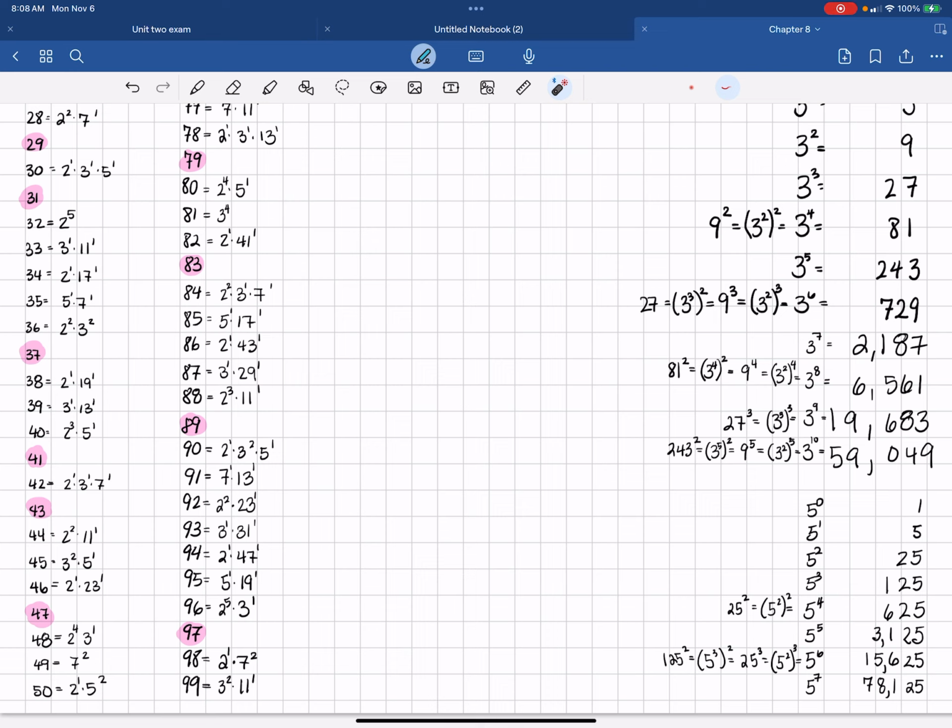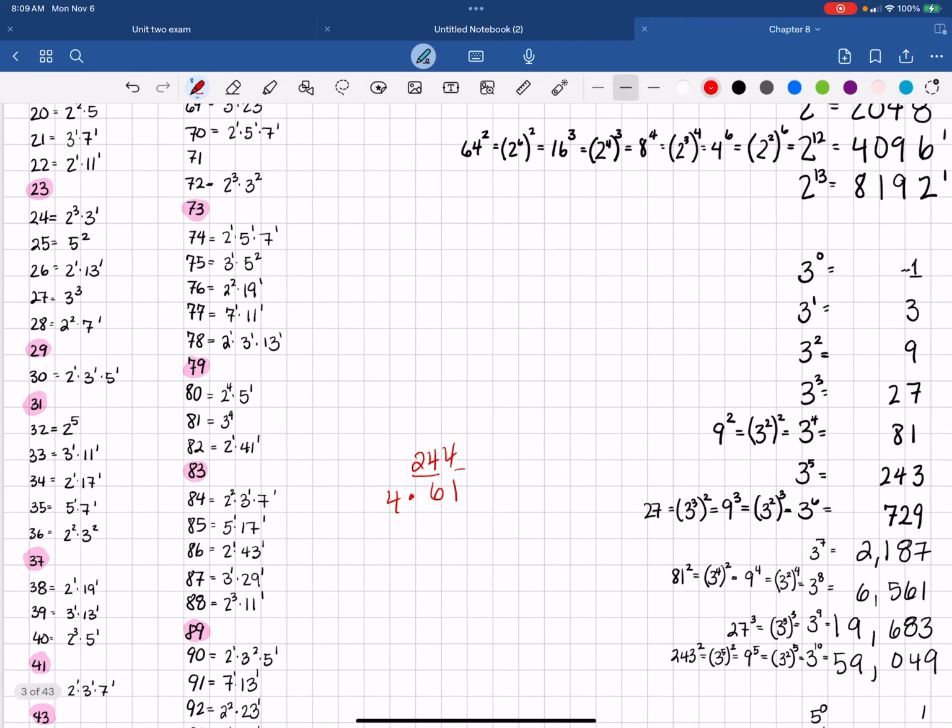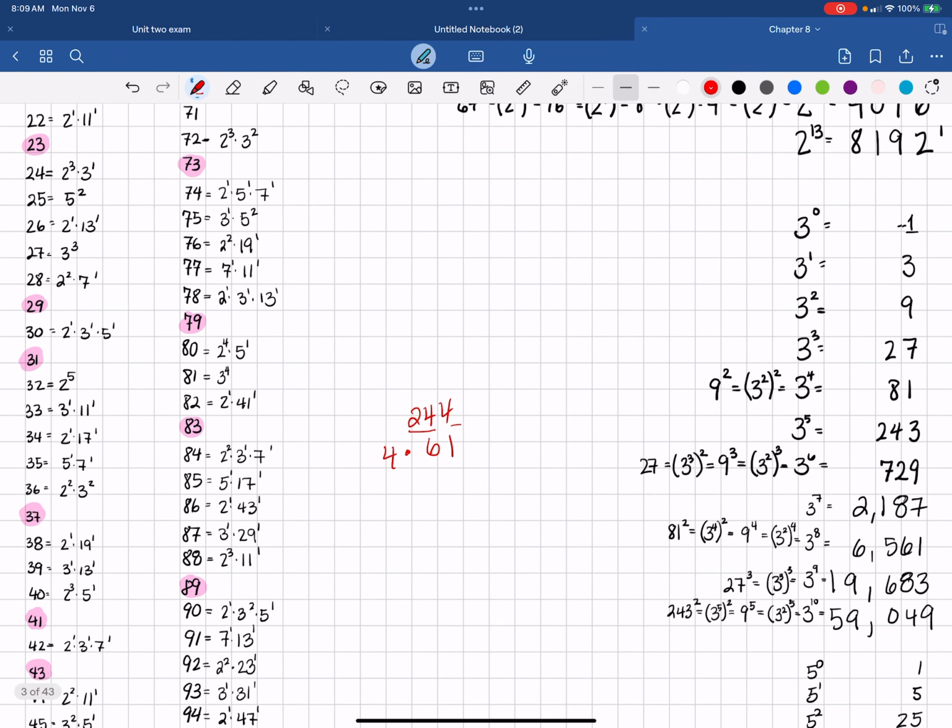And sometimes if you have bigger numbers, like if you had the number 244, well, you can see that it's divisible by 4. So 4 goes in the 24 6 times, and so we get 4 times 61. And then you can come over here and find 61. Oh, it's prime. So this is 2 squared times 61 to the 1. So having the first 100 numbers, when you have bigger numbers, you can get to what its prime factorization is.